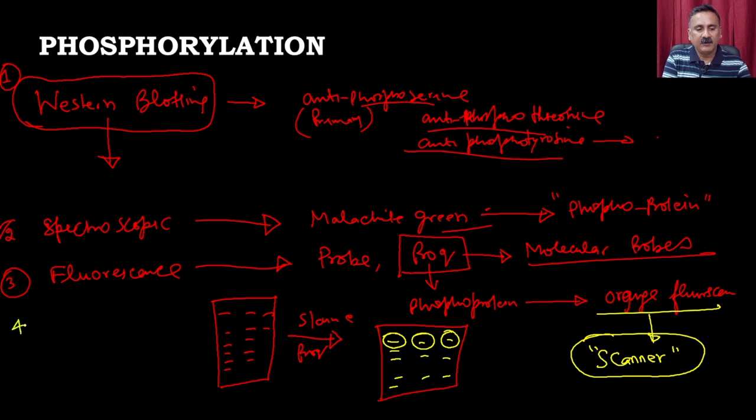Then the fourth is you can also use NMR, or other kinds of analytical techniques. I am not going to discuss that in detail, because we have discussed it in one of our MOOCs courses, which is called Experimental Biotechnology. We have discussed in detail how the phosphorylation of a protein can be detected and so on.